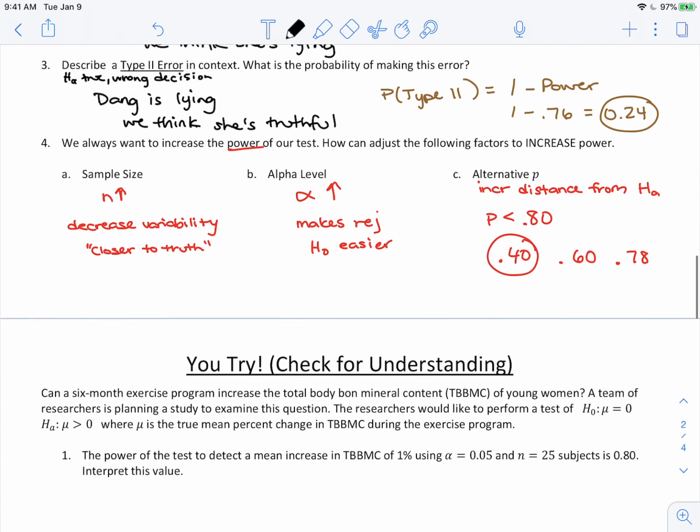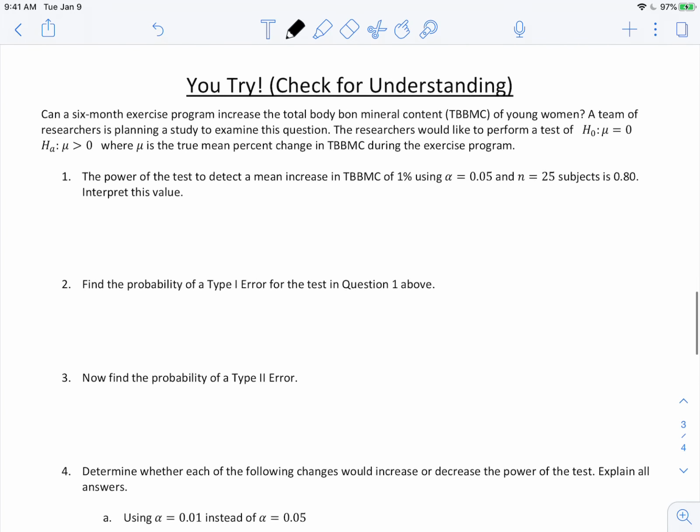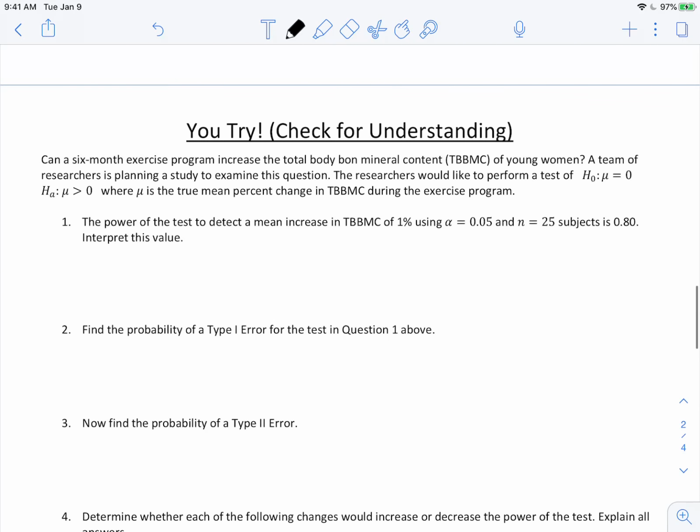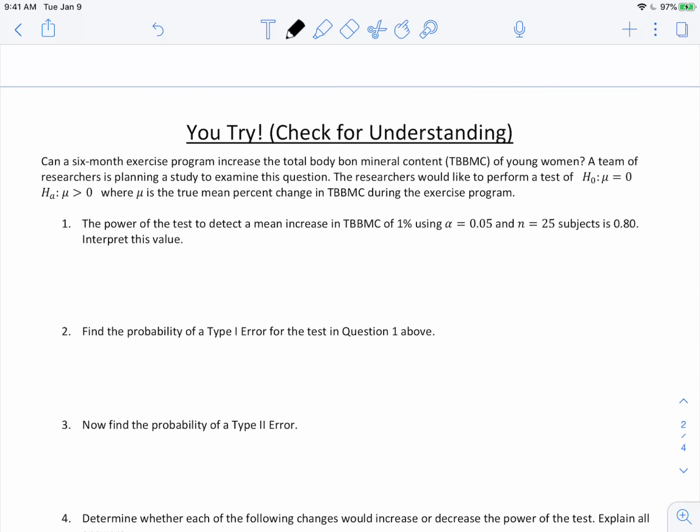All right, I will see you guys later. There's a check for understanding. And then I'm going to have a few practice problems to review what we learned yesterday and today since these concepts are related. Errors and power.